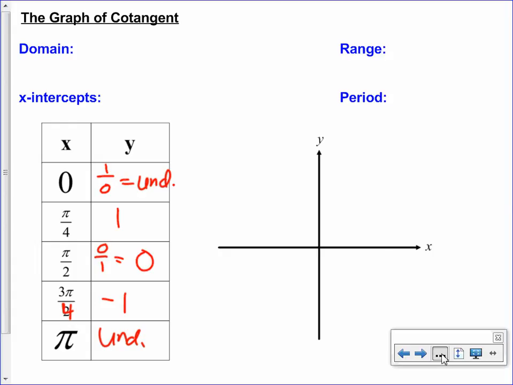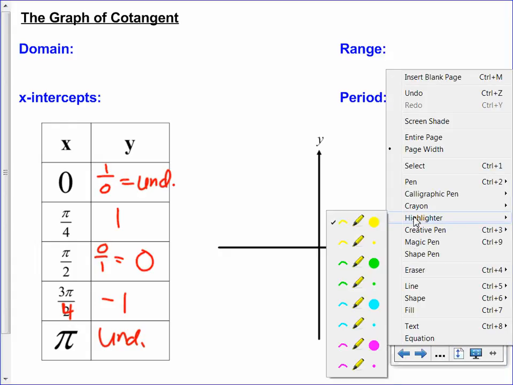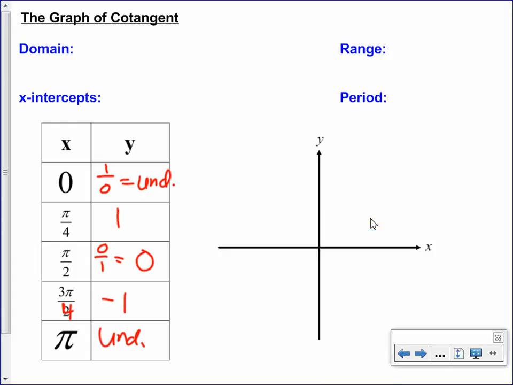There you go. This is so easy. Here we go. Asymptotes where they're undefined. So all your graphing is this part. Easy. Here we go. 0, pi over 4, pi over 2, 3 pi over 4 to pi.